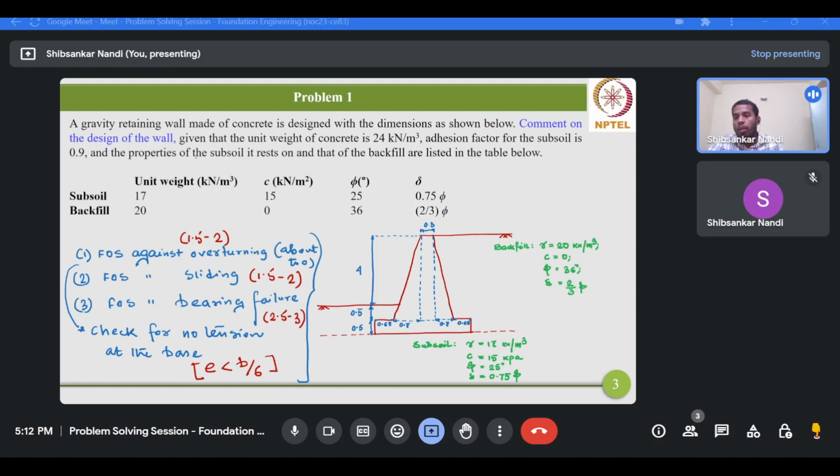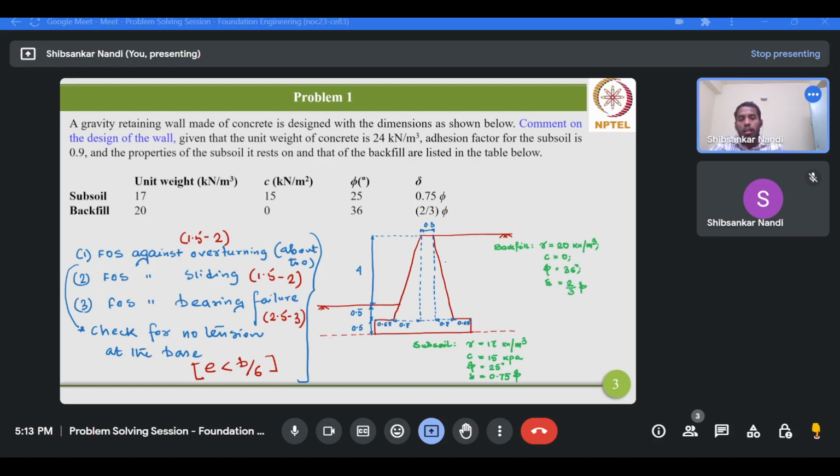So we have to comment on the design of the wall, given that the unit weight of concrete is 24 kilonewton per meter cube, adhesion factor for the subsoil is 0.9, and the properties of the subsoil it rests on and that of the backfill are listed in the table below.